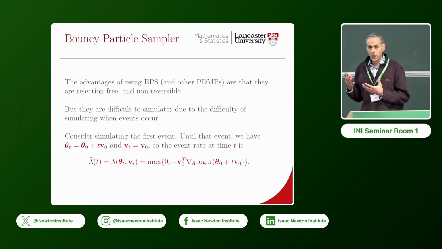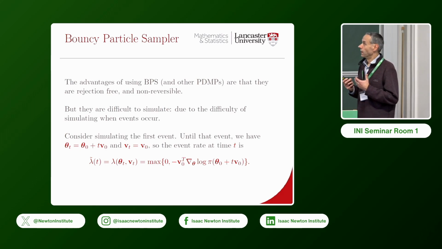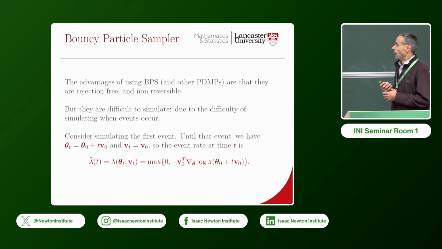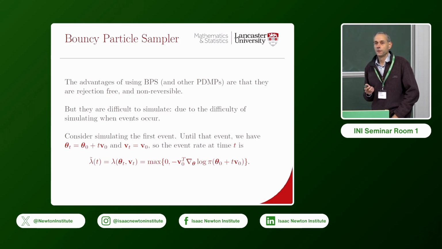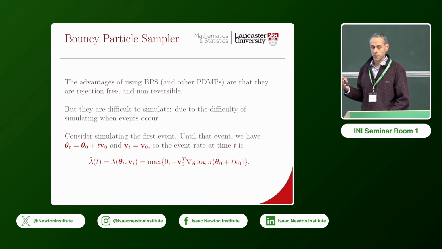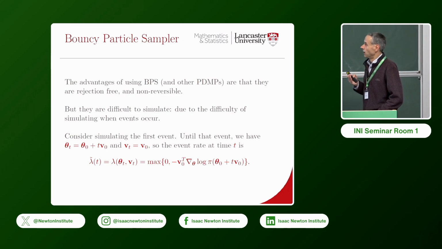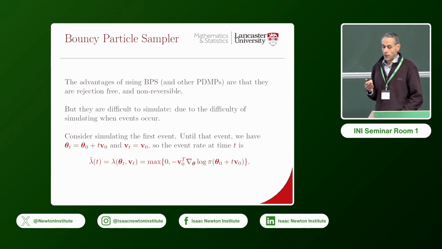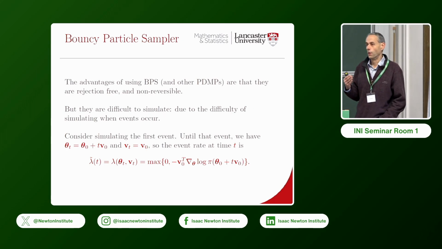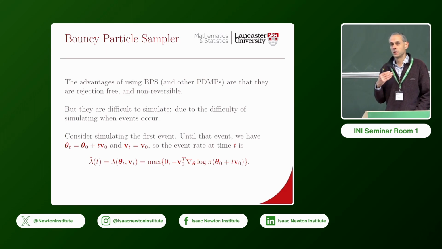So there are many nice properties of the bouncy particle sampler in terms of using them for Monte Carlo sampling from pi. But there's one big difficulty, which is that, in general, they're very difficult to implement. I wanted to spend a little bit of time explaining why this was. The only difficulty in simulating a realization of the bouncy particle sampler or these other PDMP samplers is simulating when the events occur.